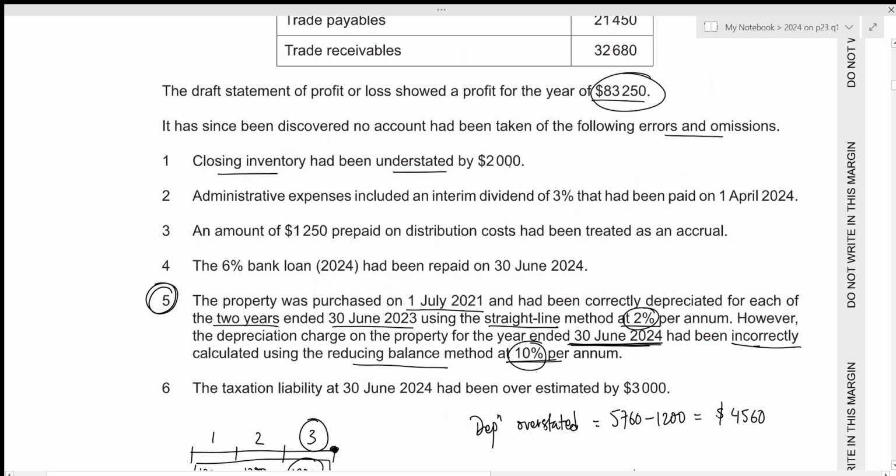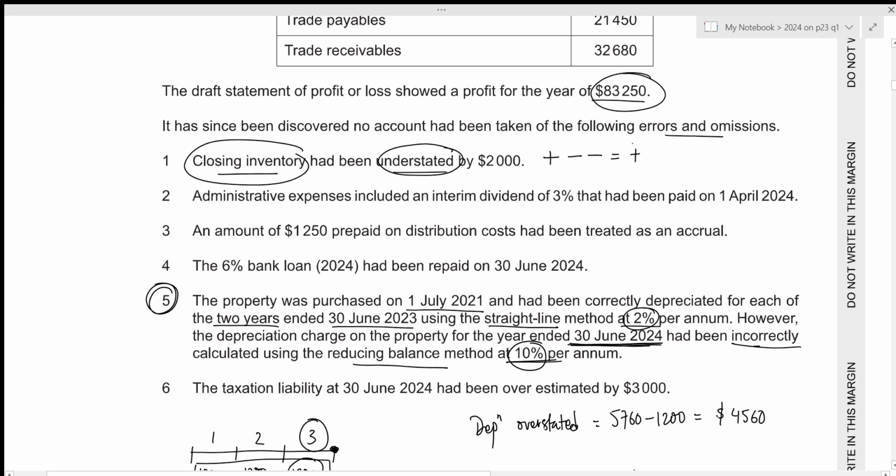Closing inventory had been understated by 2000. If something is being understated, we have to add it back. And in this case, we're talking about closing inventory. While preparing our statement of profit or loss, the closing inventory is subtracted within the cost of sales. But in order to get our gross profit, the cost of sales is again subtracted. So that's a double negative, which results in a positive. Then we have a positive and a positive, which is again a positive.